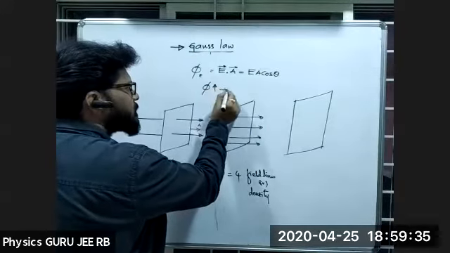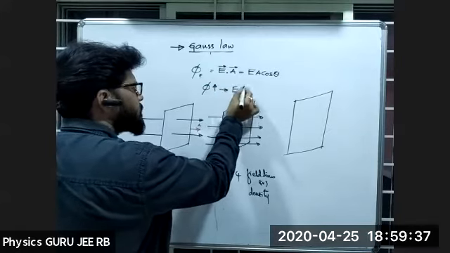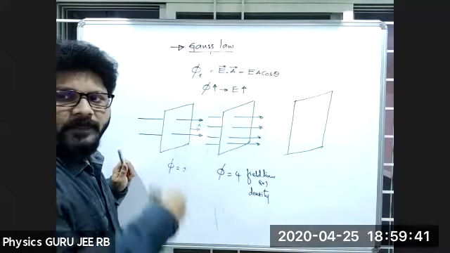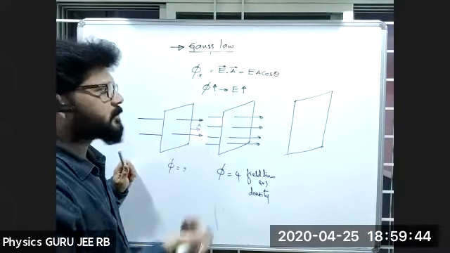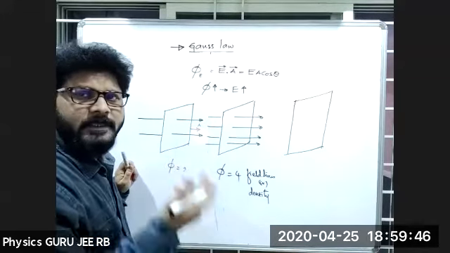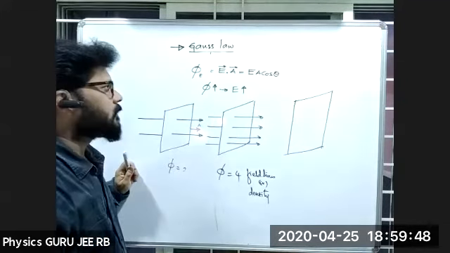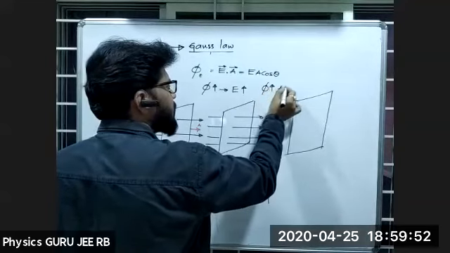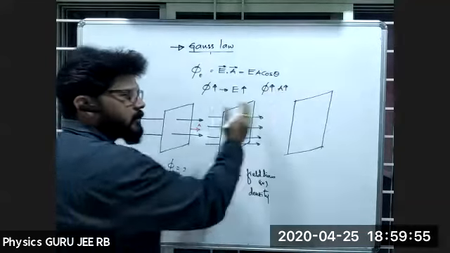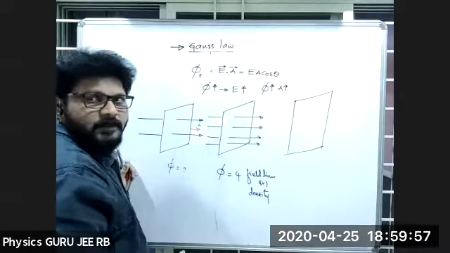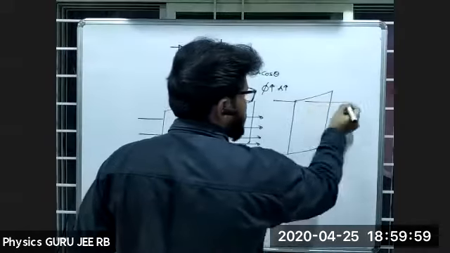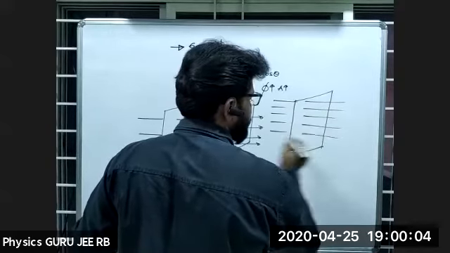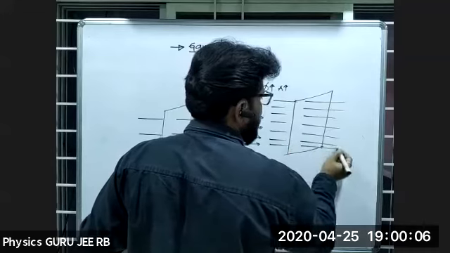That means if E is increasing, see how the flux will increase. Flux will be increasing if E increases, see first and second case E increased. If E increases, field lines increase, density also increases. Or we can say that flux can increase if area increases. Let us imagine this is a bigger area when compared to this one. Then number of lines entering like this, right?